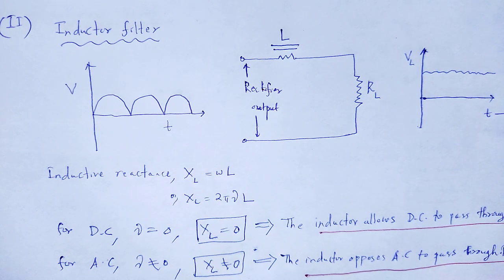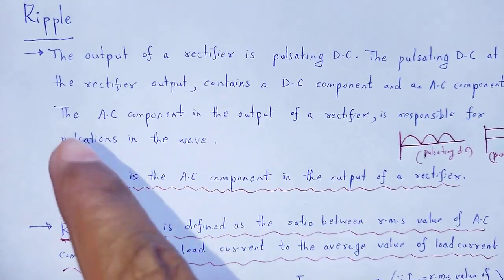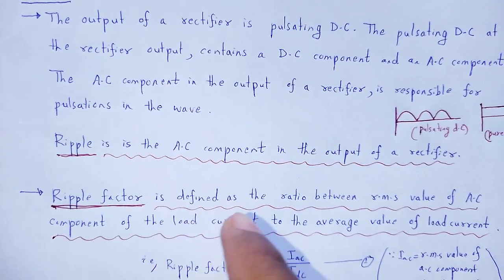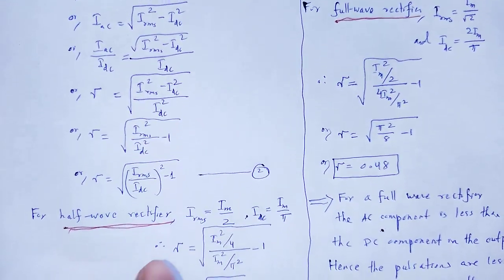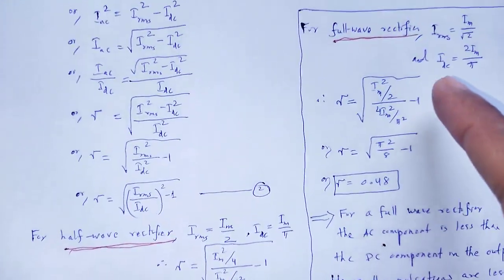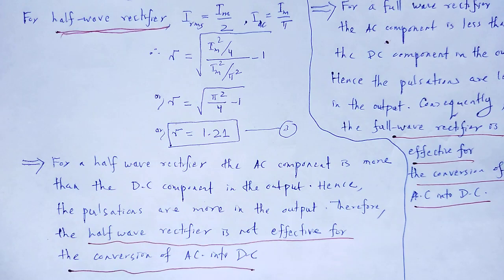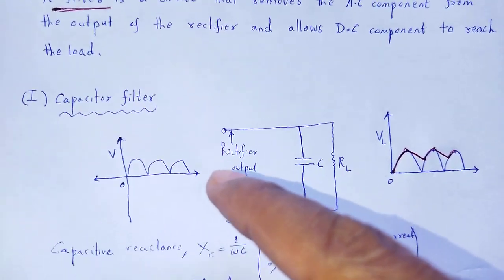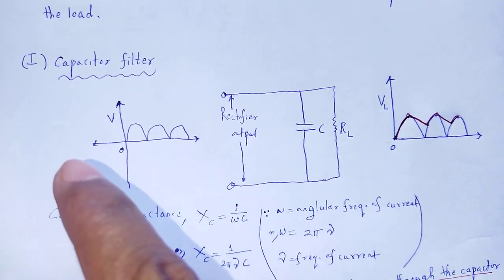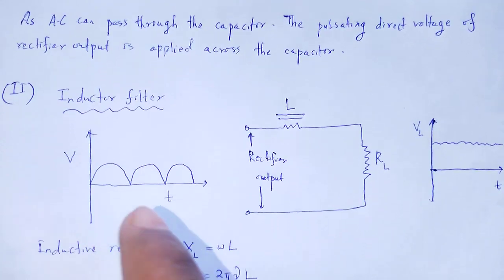Okay. In this way, with the help of this video lecture, we understood the concept of ripple, ripple factor, ripple for the half wave rectifier and full wave rectifier, and filters, two filters, one is the capacitor filter, another one is the inductor filter.